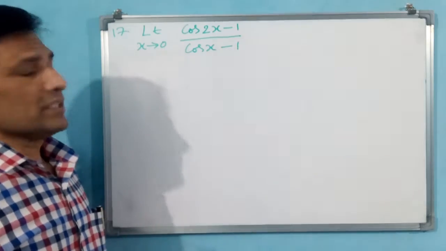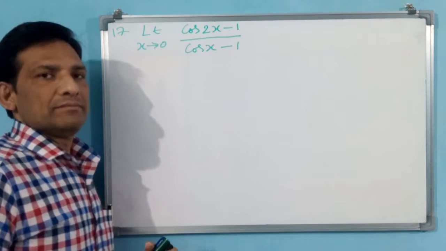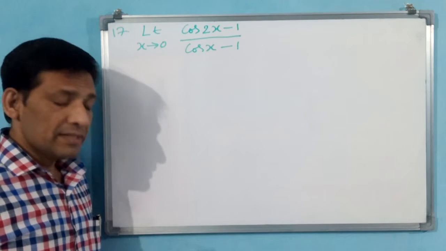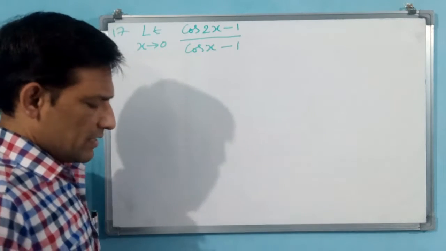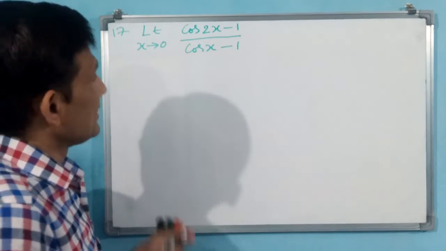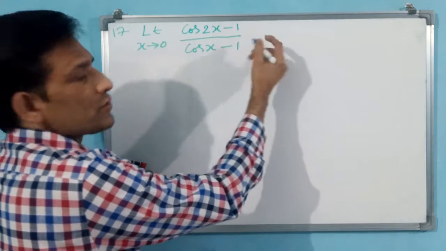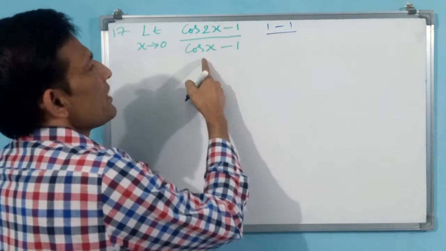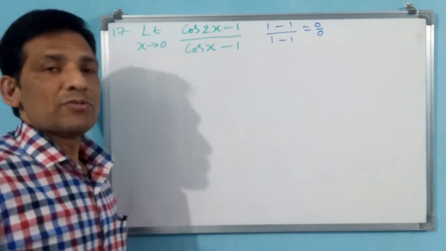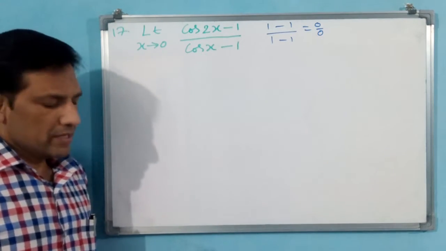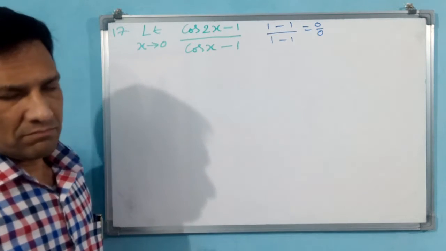See, this 17th question: limit x tends to 0, cos 2x minus 1 by cos x minus 1. How to do it? If you do it in the normal way, see what will happen. Cos 2 into 0, cos 0 is 1, minus 1, divided by cos 0 directly 1, minus 1, that is equal to 0 by 0. This is going to become a 0 by 0 case, and we have to avoid it and take it into some other case.